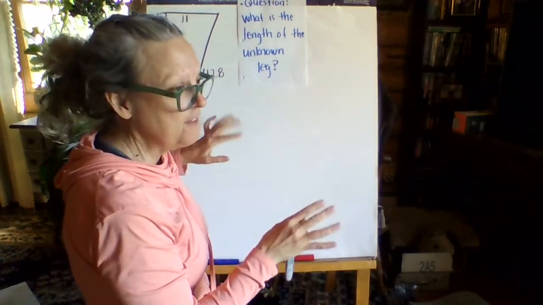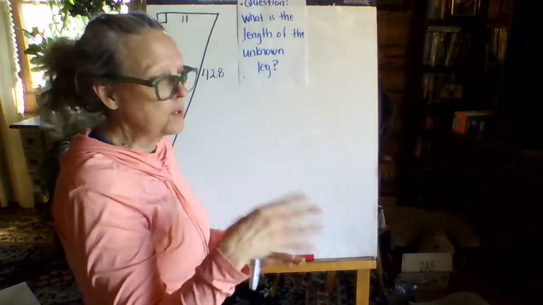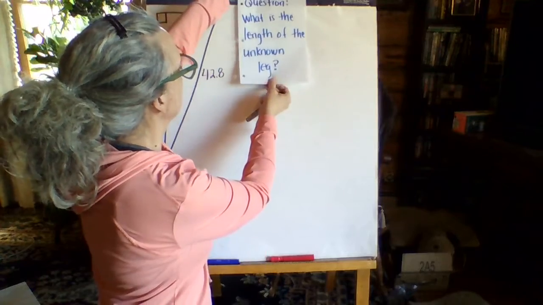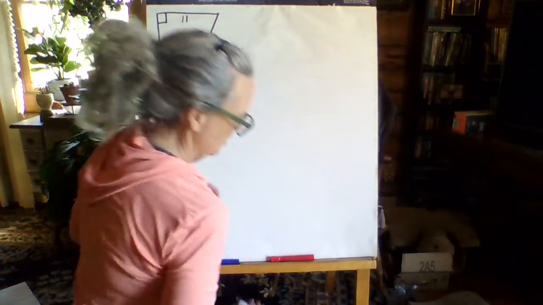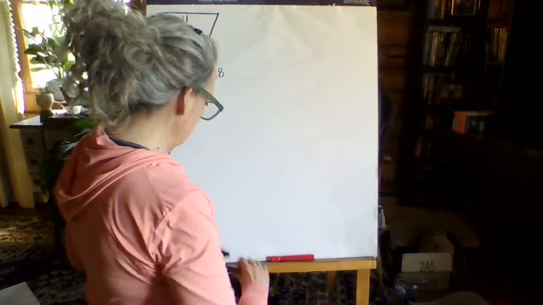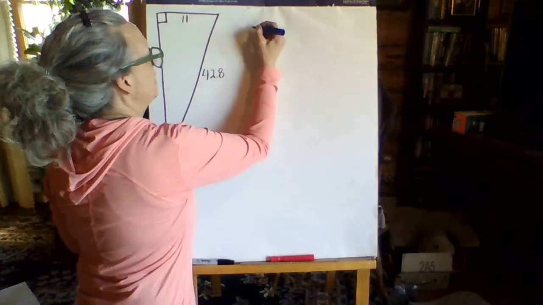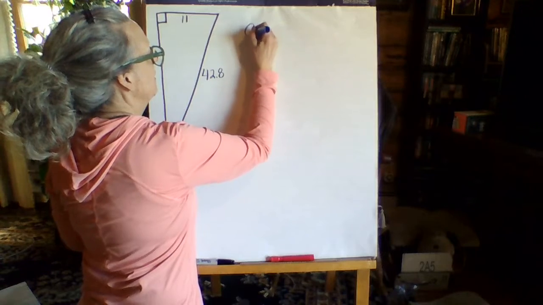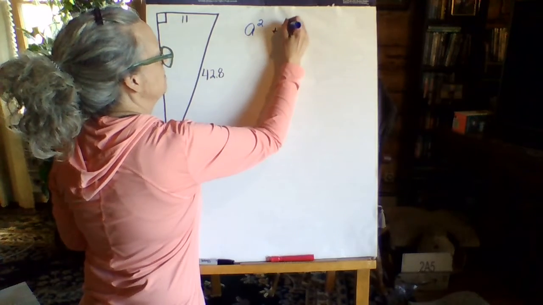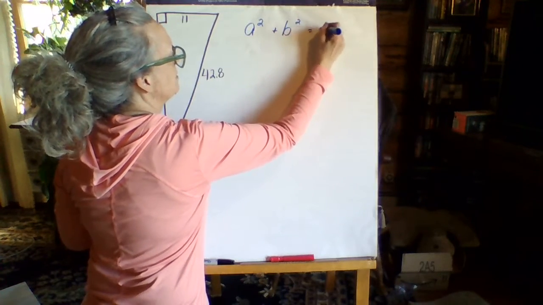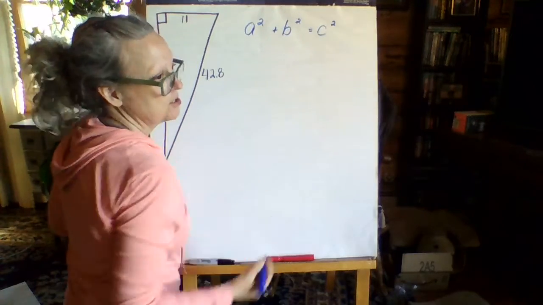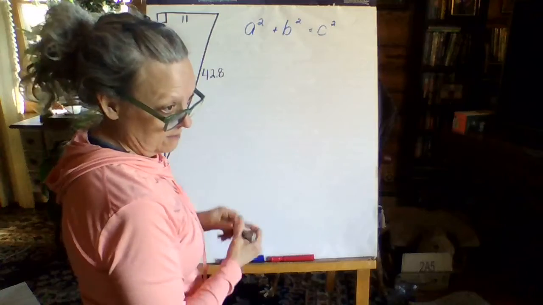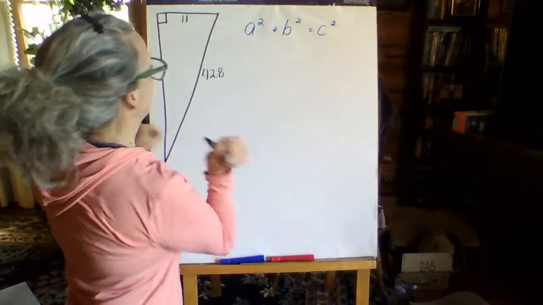Like I said, I got to talk fast, but you can stop, pause, and rewind at any point in time. The question: what is the length of the unknown leg? I'm going to get rid of that so I have room to work. Remember, the Pythagorean theorem is the most famous equation of all. A squared plus B squared equals C squared. Write it every time. You need to know it. Say it every time. You need to remember it. If you have to, dream about it, because you need to know it, okay?